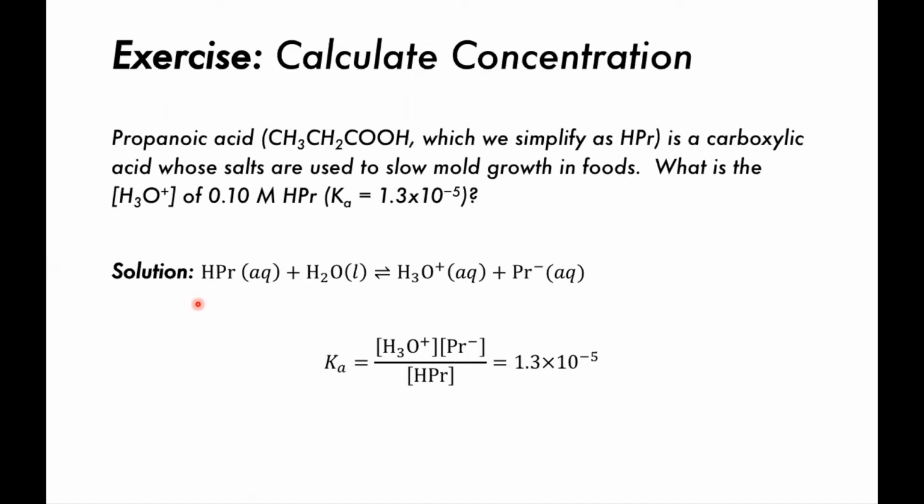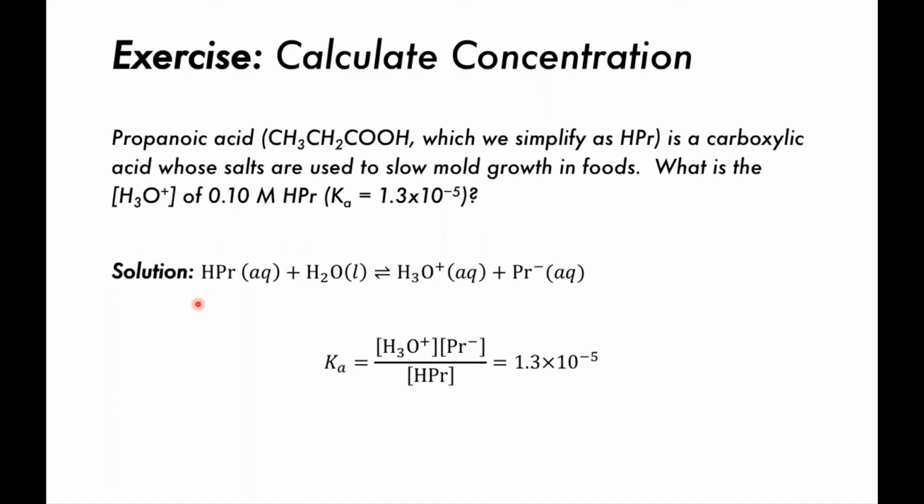So propanoic acid, the formula is given there, will be simplified to HPR. It is a carboxylic acid whose salts are used to slow mold growth in food. So it's kind of like a preservative. What is the hydronium ion concentration of 0.10 molar propanoic acid, where Ka is given as 1.3 times 10 to the minus 5? As part of our solution, we make a few assumptions.